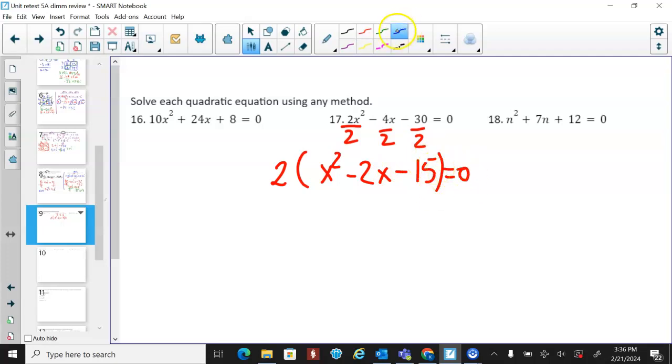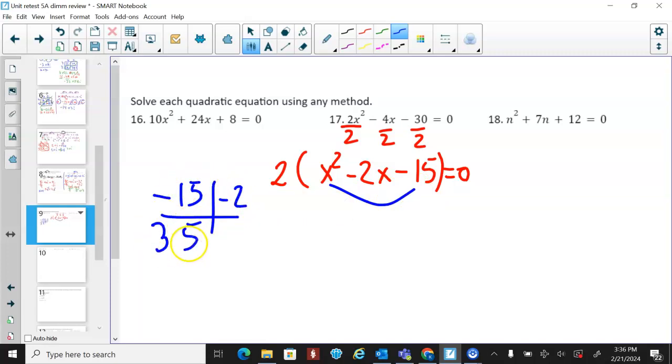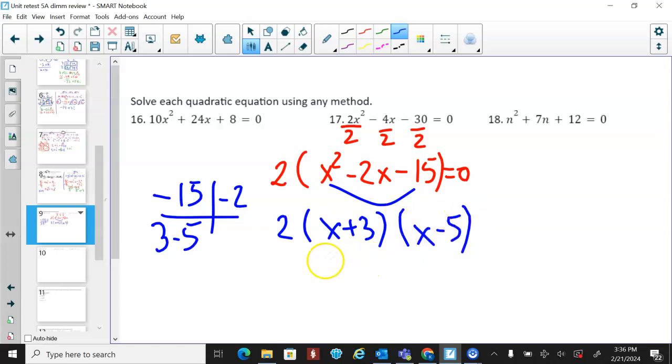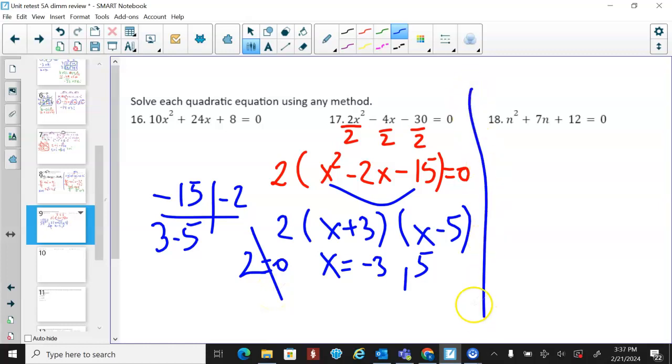I'm going to find two factors that multiply to -15 but add to -2, so it's 3 and 5, and the 5 has to be negative, okay? So 2 on the outside, I get x plus 3, and x minus 5. When I set them equal to 0, x will equal -3, and then x will equal +5. Now 2 does not equal 0, so that's not a true statement, okay? And I know for a fact that when you graph it, it's going to match my answer.